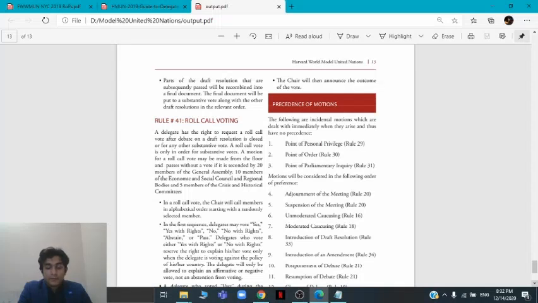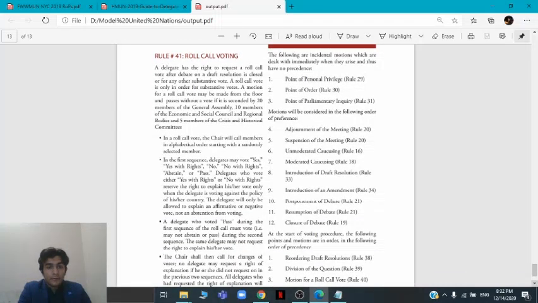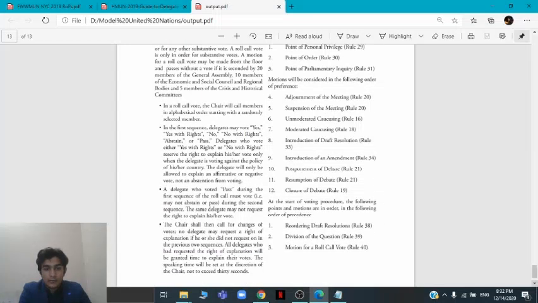And since it is a very long procedure and takes a lot of time, to avoid this type of voting, the next voting we have is roll call voting. And it firstly has the right to request a roll call vote after the draft resolution is closed. And then there's a motion for roll call, and then there's voting, and each country would be called by their name. And there are three things they can say. They can say present or present and voting, they can say yes, no, or abstain.